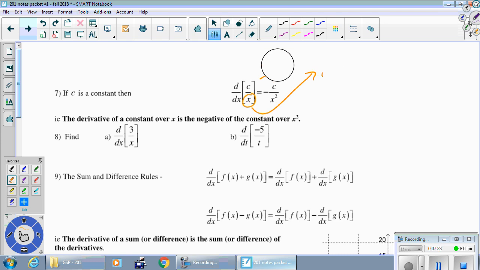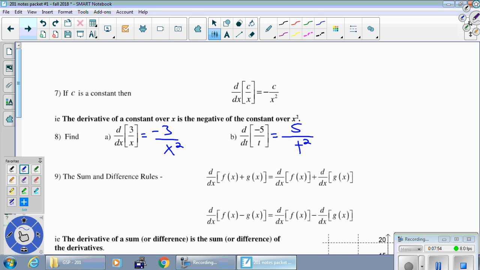The special case we talked about hinged on the fact that the constant was on the bottom and that there was a function sitting on top, not on the bottom. So anyway, it's okay with me if you don't quite believe this one right now. It's still true. Constant over x becomes negative the constant over x squared. It's a shortcut. I think it's worth memorizing. So the derivative of 3 over x is negative 3 over x squared. And the derivative of negative 5 over t, change the sign on top, 5 over t squared.